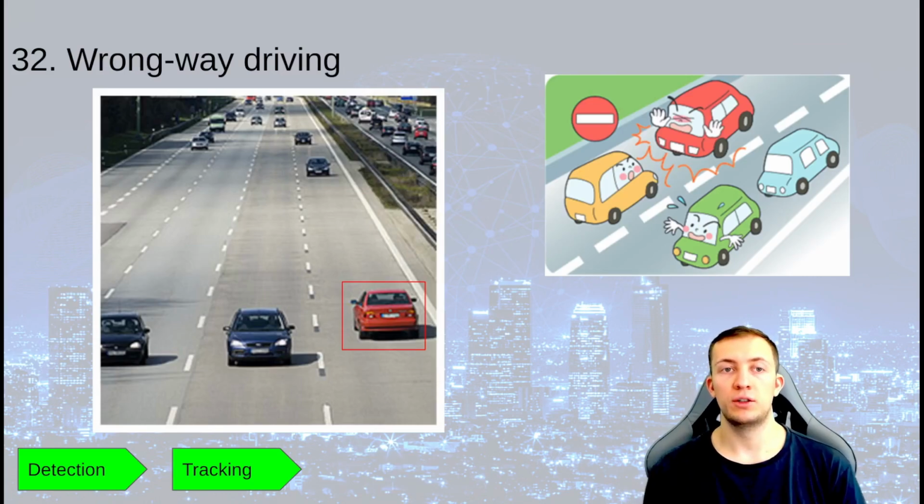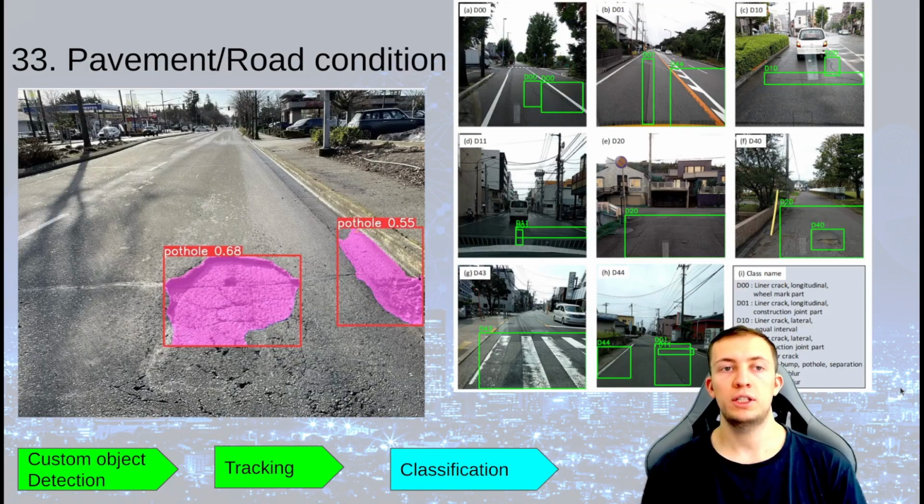32nd application, wrong-way driving. When we have a good algorithm of detection and tracking of vehicles, we can learn from observed behavior what is the correct way for the current lane and send notifications about all the vehicles that will drive in another direction. Or we can designate the correct way for each lane manually and then notify about the incidents. 33rd application, pavement and road condition.